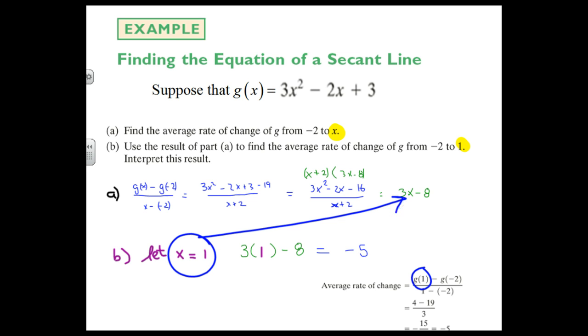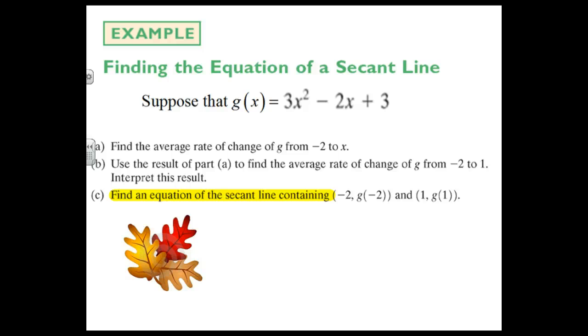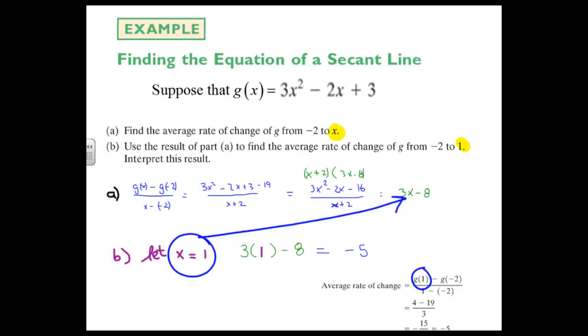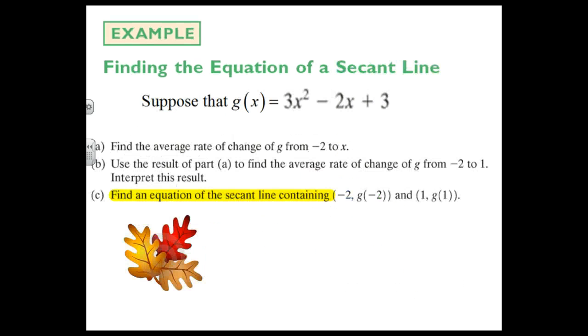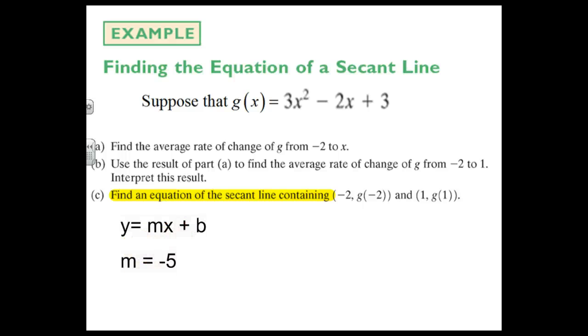The last part, part C, just says find the equation of that line. And again, we've got everything that we need. We found out that the slope, the average rate of change at that point at 1 is negative 5. So we've got a good slope here. The slope is negative 5. And we've got a point, which was negative 2. And remember, g at negative 2, I believe, turned out to be 19. So we've got everything we need. We've got our y value to be 19. We have our slope to be negative 5. The x value is negative 2.